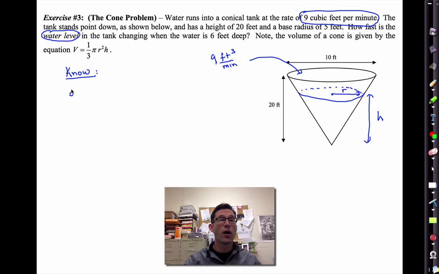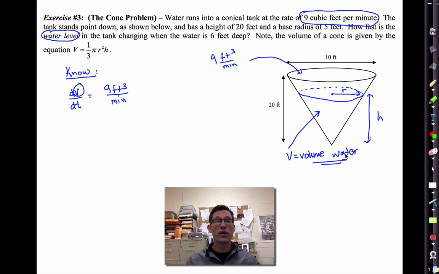All right, let's do it. Hopefully you realize cubic feet is volume. So dV/dt equals 9 cubic feet per minute. But be very clear about the volume of what? Specifically, V is the volume of water in the cone. It's not the volume of the overall cone. The volume of the overall cone isn't changing, and we don't really care about it. And what we want is dh/dt.